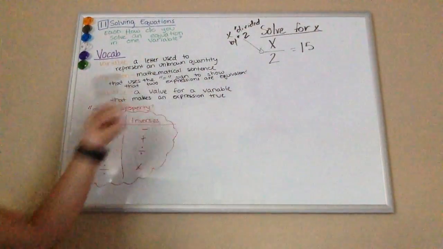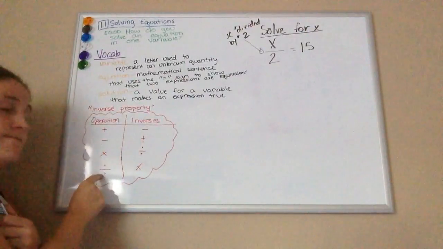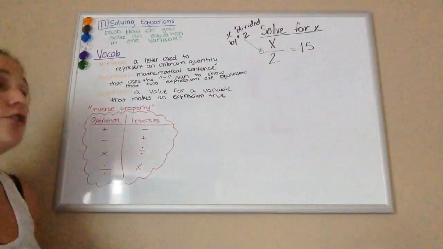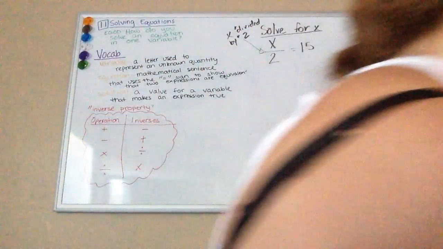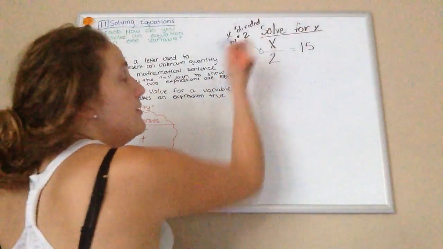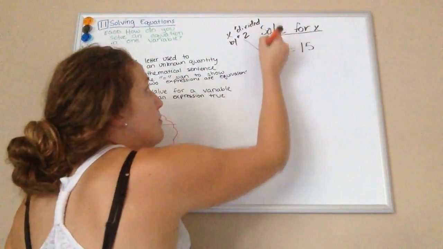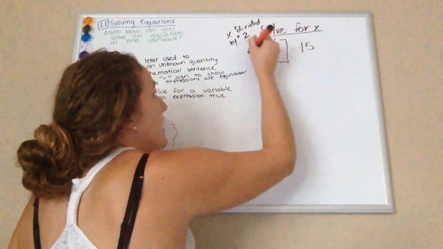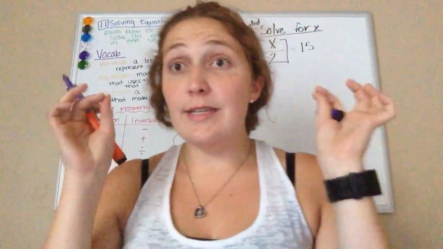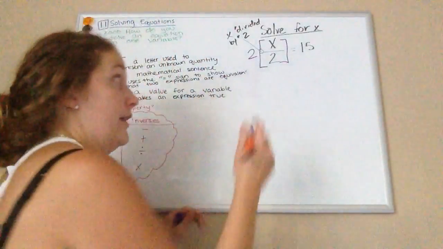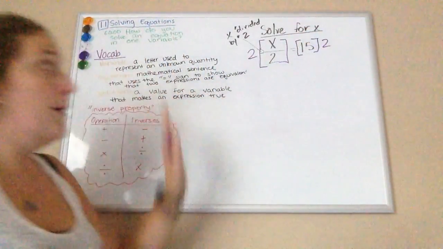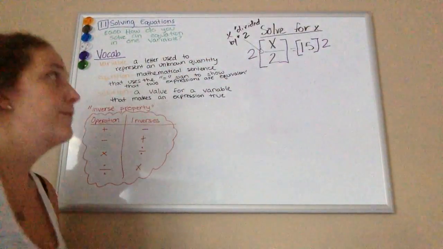So if we look back at our inverse property chart, we look to division. We think, what's the inverse operation for division? It's actually just multiplication. So what we're going to do here is multiply by what we're dividing by. So we are going to multiply by 2. But anything that we do to one side, we have to do to the other side. We have to. So we cannot just do it to one side. Both sides, multiplying both sides by 2.